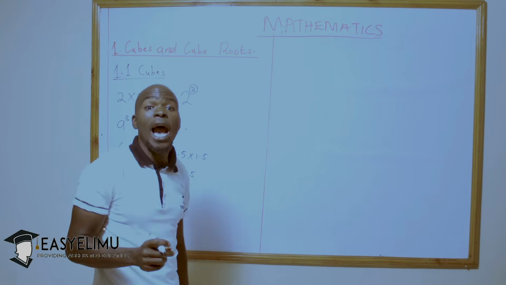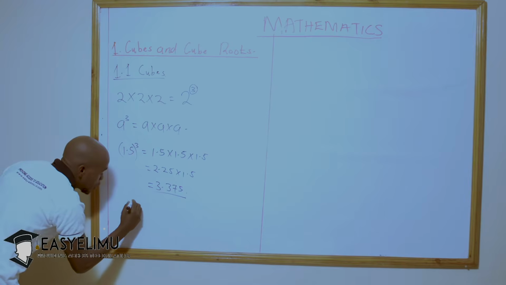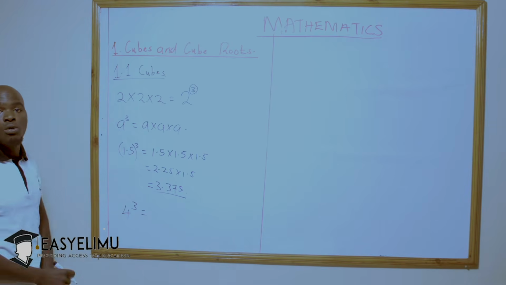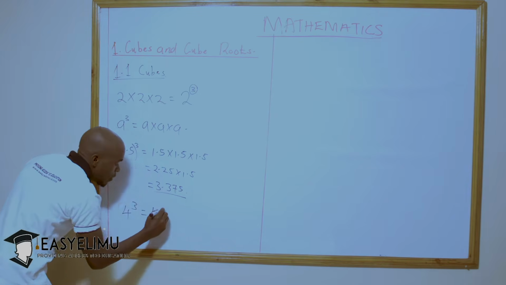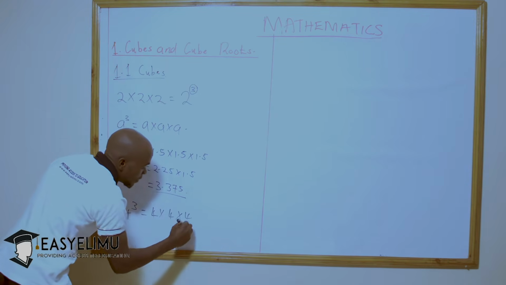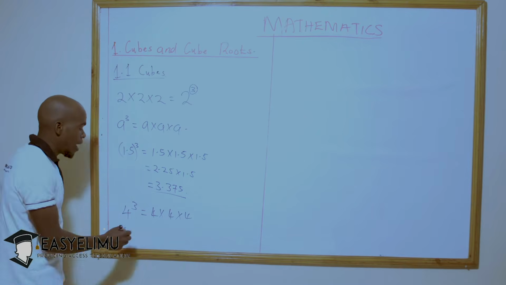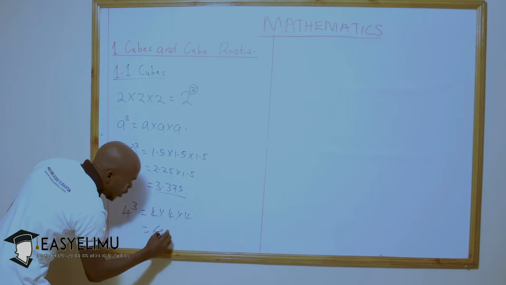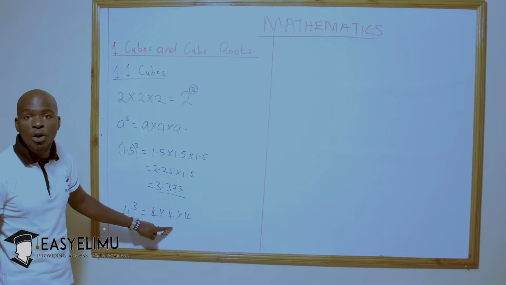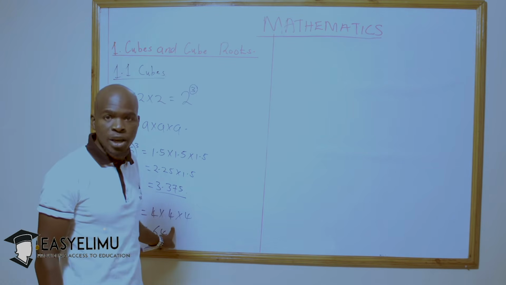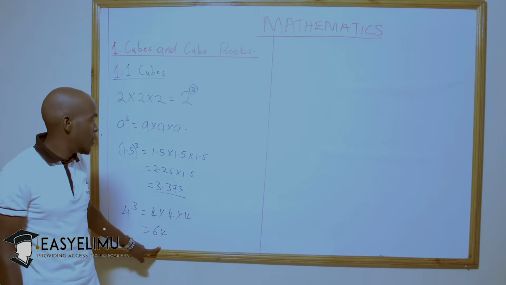Sometimes it may not be a decimal number. You will find it is, for example, 4 cubed. If given 4 cubed, this means you have to multiply 4 by itself 3 times, so as to find something like 64. The first one is 4 multiplied by 4, which gives you 16. Then you take 16 and multiply by 4, and you get 64.